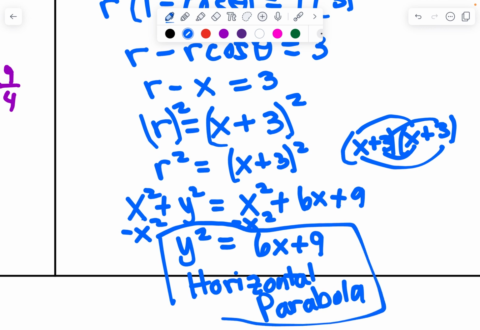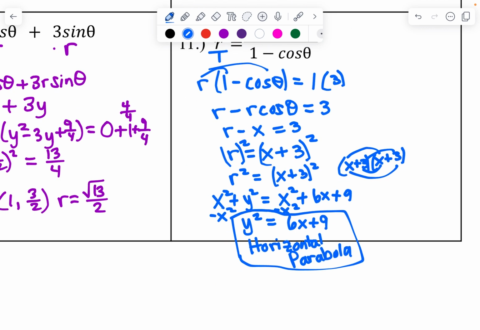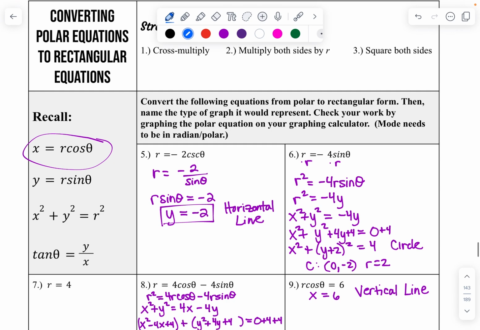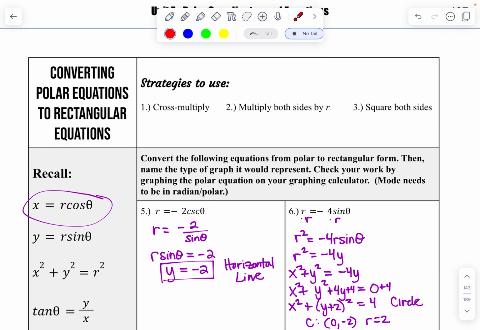So that is how we convert from polar equations to rectangular equations. Again, we've got different strategies we can use. This last one we had to cross multiply and we had to square both sides. Sometimes we need to multiply both sides by r. Our goal is just to get one of these things so that we can replace the r and the theta and end up with x and y in a rectangular equation rather than a polar one.